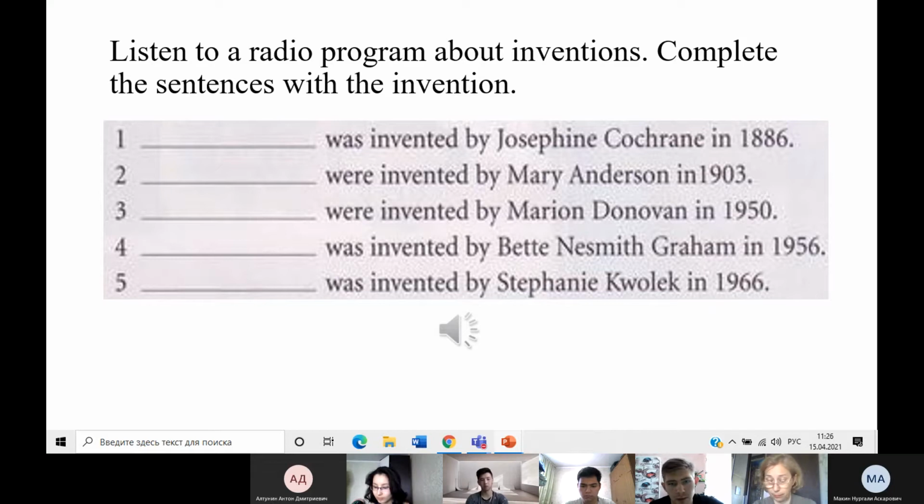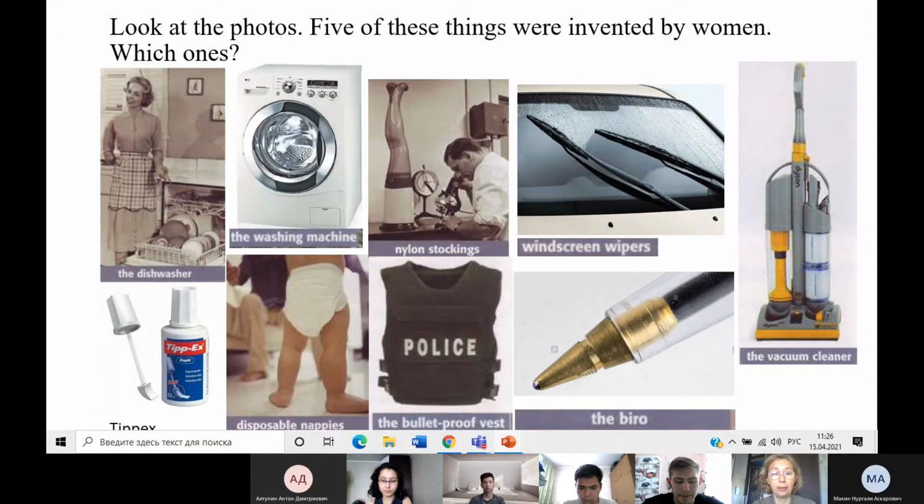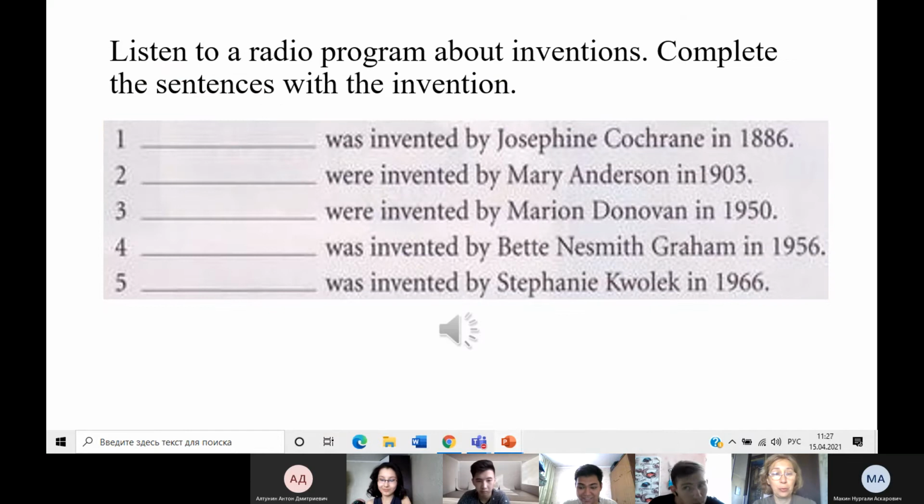Nylon stocking was invented by Stephanie Collick in 1986. Well, it sounds like men is speaking about this. No, not nylon stockings. Nylon stockings were invented by men, not women. So what about sentence number 5?